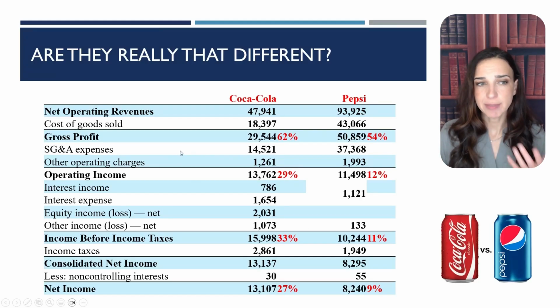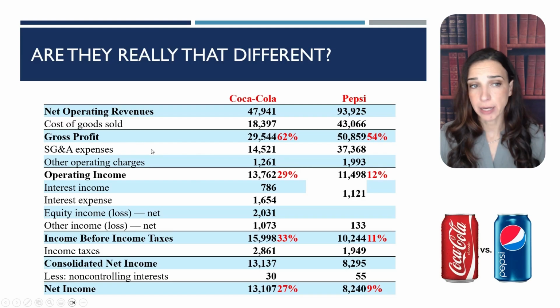Both of them don't give us a lot of detail. They just have a general category, SG&A expense, as well as other operating charges. So for example, none of them, right in the income statement, gives us research and development or advertising. We can find those in the footnotes.